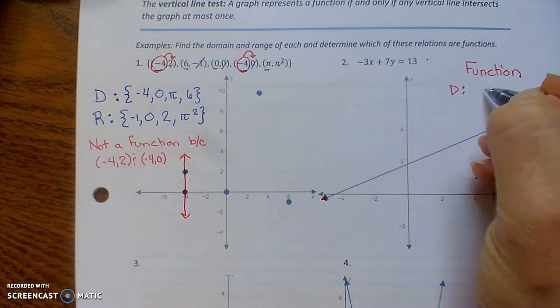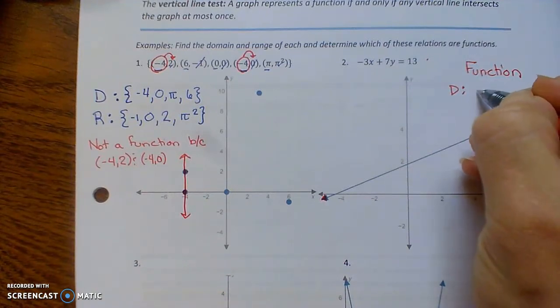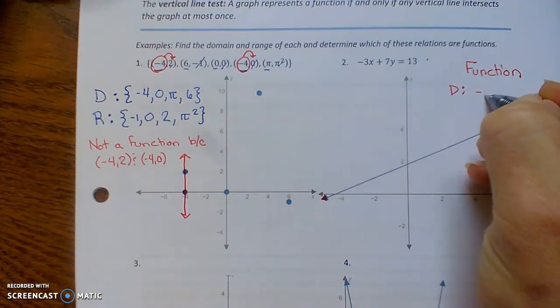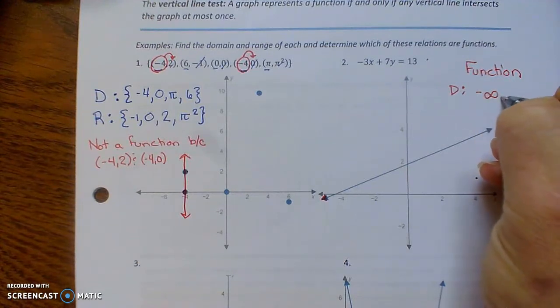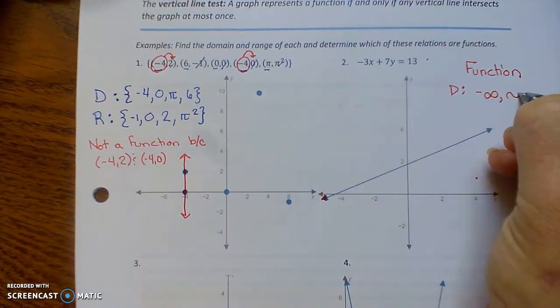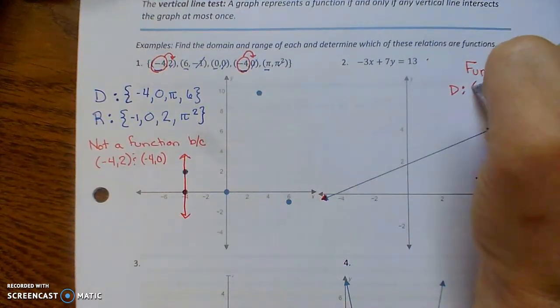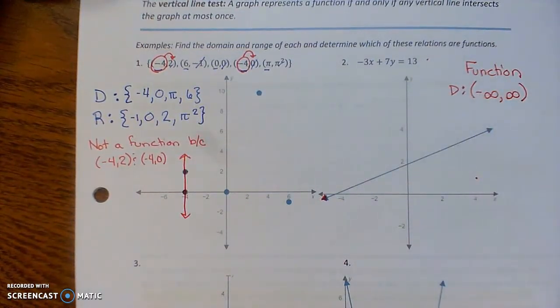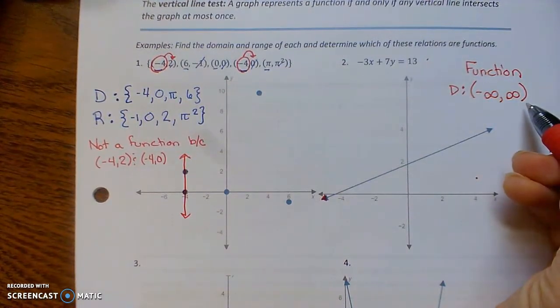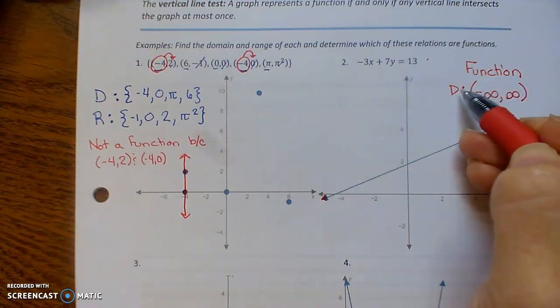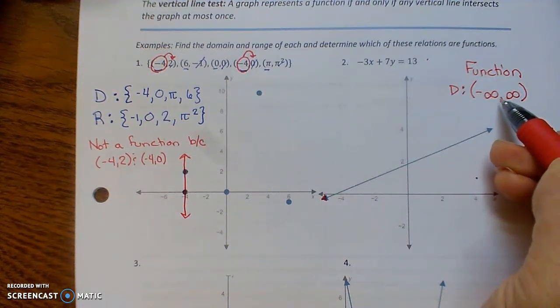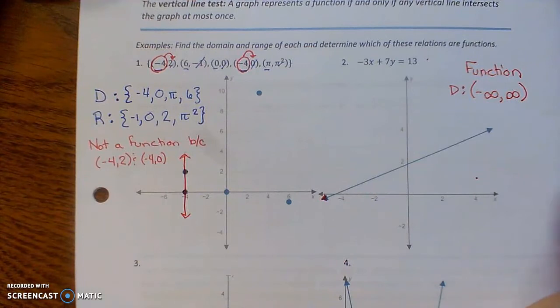In interval notation, you indicate the smallest x coordinate. In this case, I don't actually have one. It goes on to -infinity, comma, and we list the largest x coordinate. In this case, I don't have one. It just goes to infinity. And then you either put them in parentheses or brackets, depending on if you're including the endpoints or not. And so this tells me that the domain is all numbers in between -infinity and infinity.